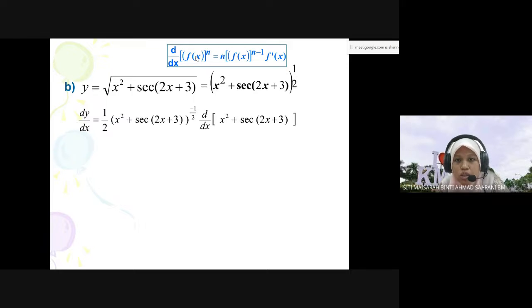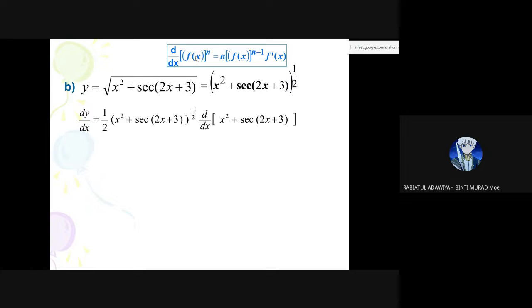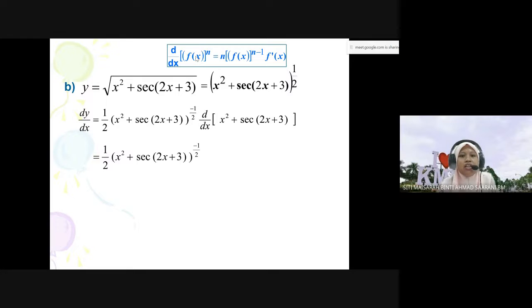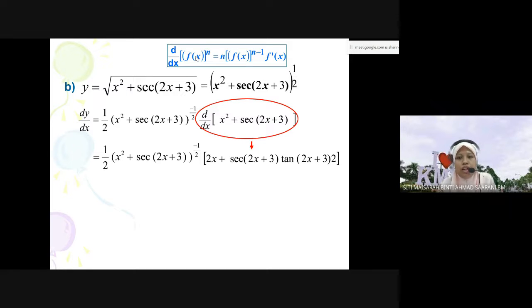So we differentiate x square plus sec 2x plus 3. We can differentiate one by one since there is a plus. Differentiate x square, we get 2x. And then differentiate sec. What do we get for sec? Sec 2x plus 3 times tan 2x plus 3 times 2. Yes. Alright. So for this, differentiate x square to x, differentiate sec 2x plus 3, it becomes 2 sec 2x plus 3 times tan 2x plus 3.